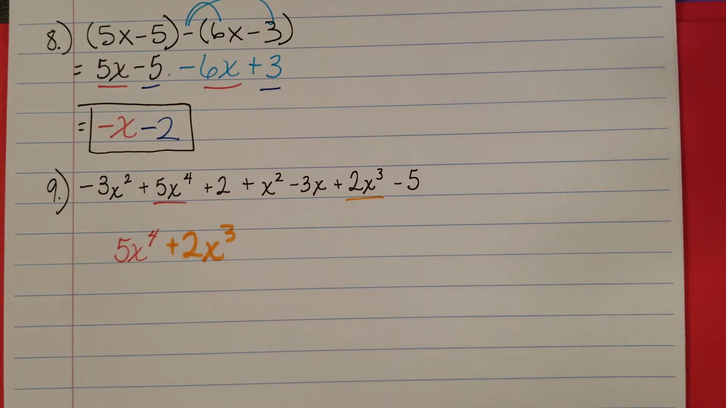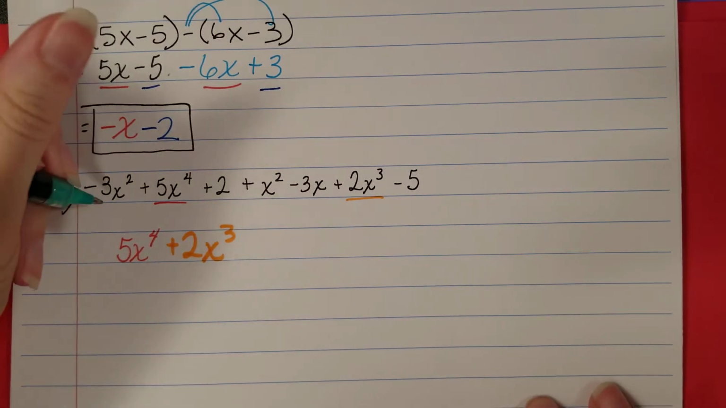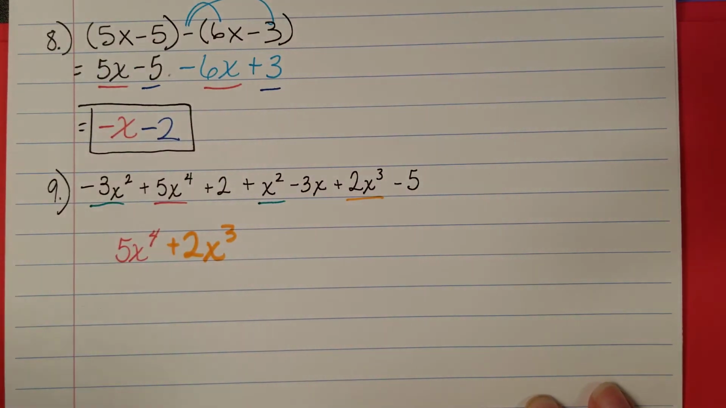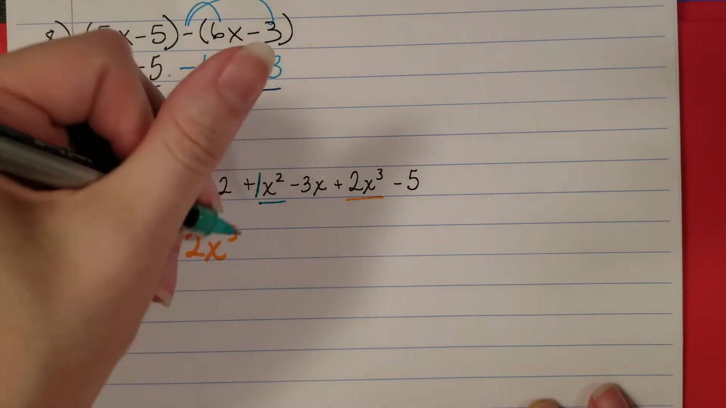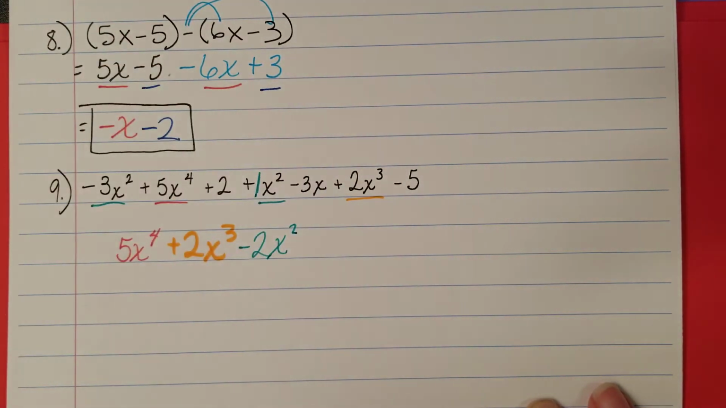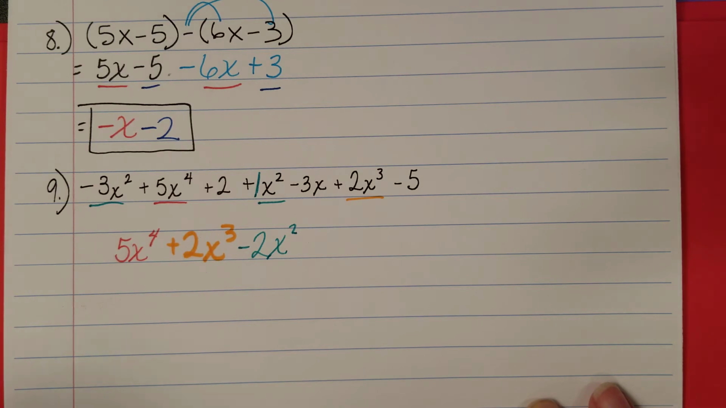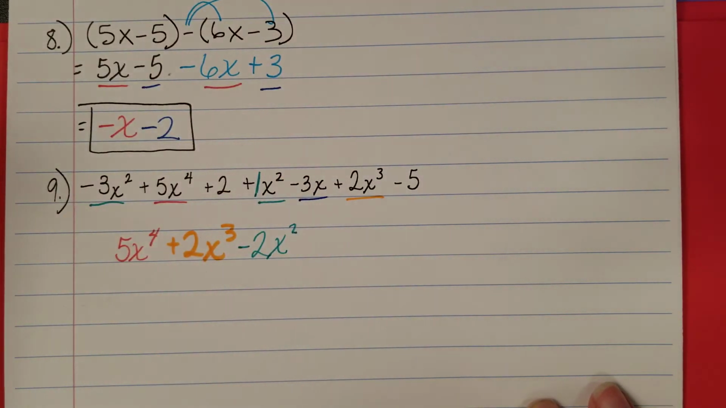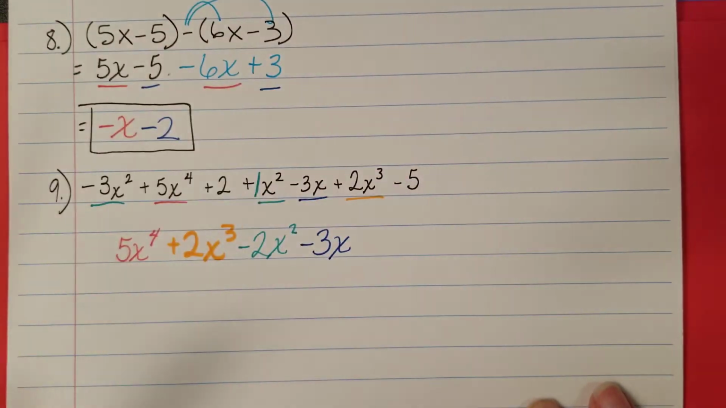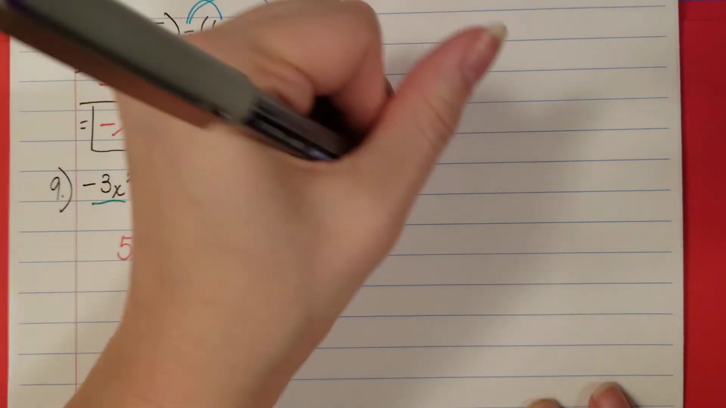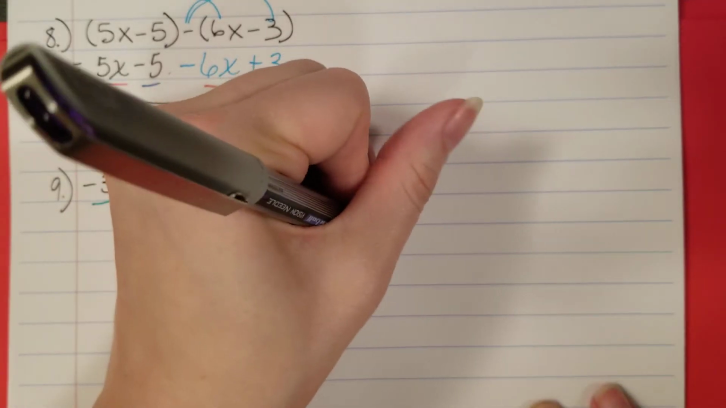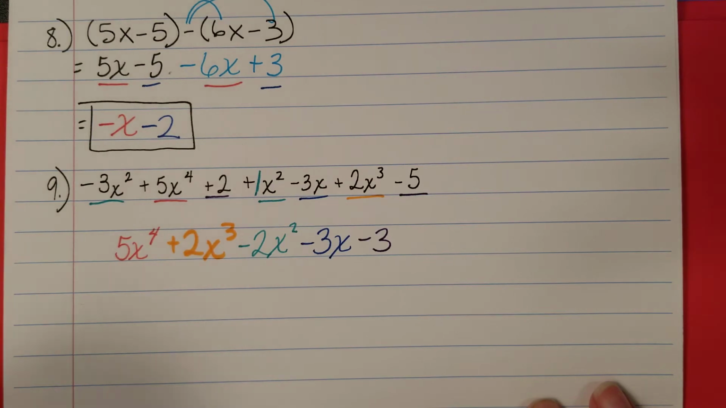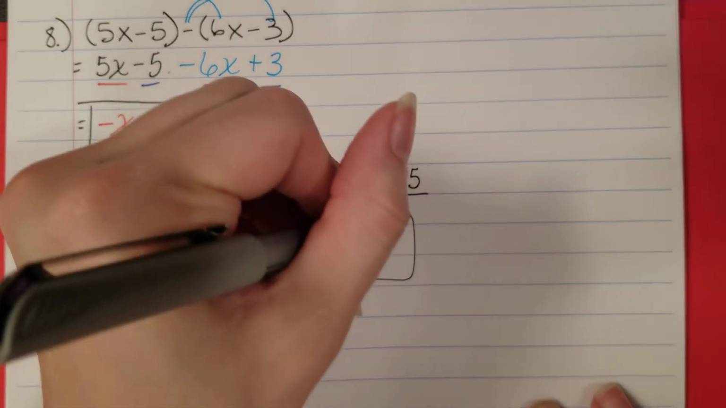Lost my orange pen, so making do with that. Alright, and then x squared, so I've got negative 3x squared plus x squared. So there's an invisible 1 there. So negative 3 plus 1 would be negative 2x squared. Then there's no regular x terms to combine with that one, so I just bring down the minus 3x. And then I've got 2 minus 5, which would equal negative 3. And that is my final answer for that.